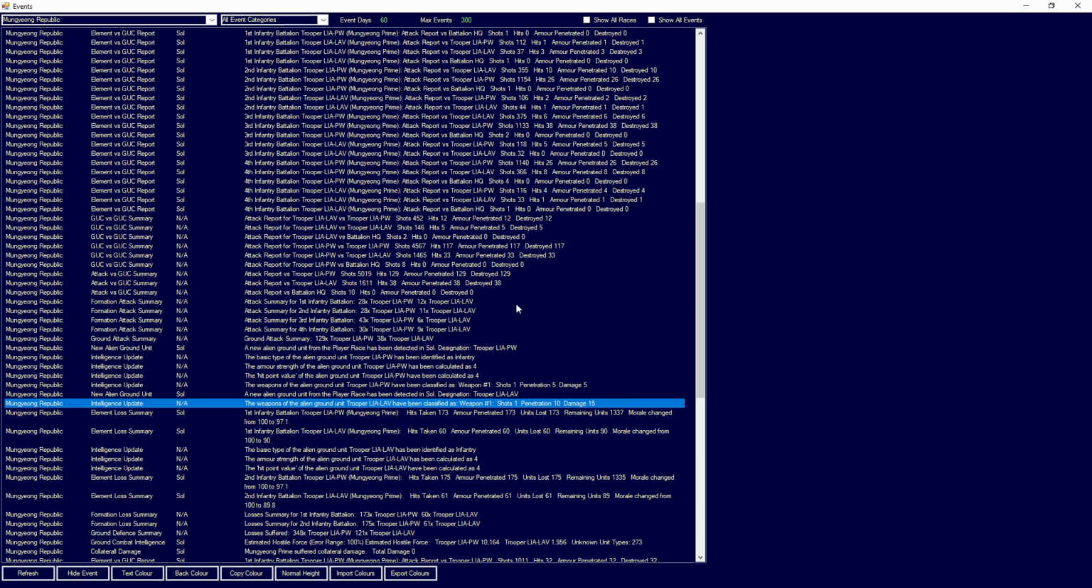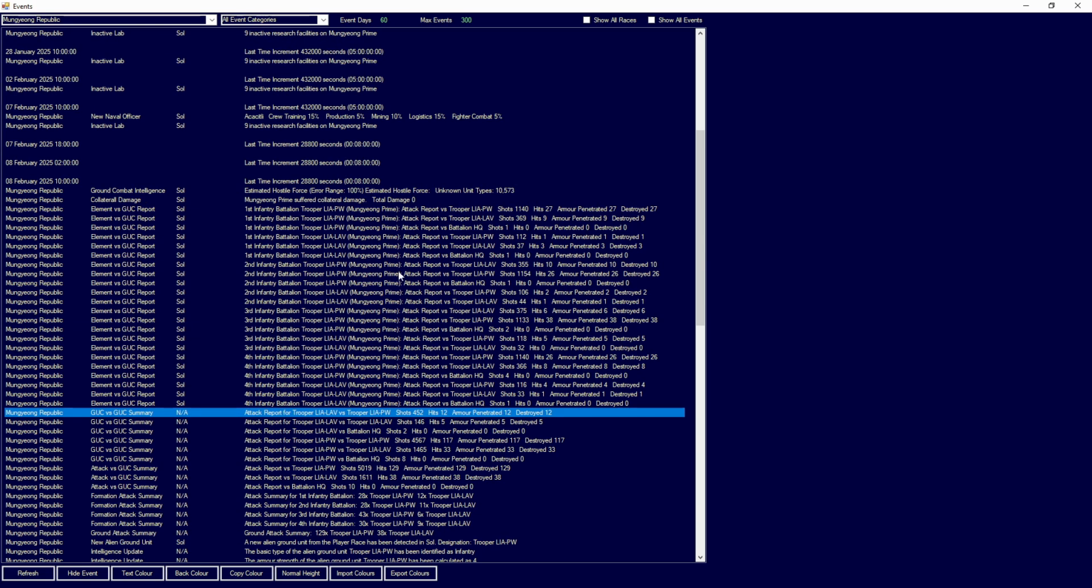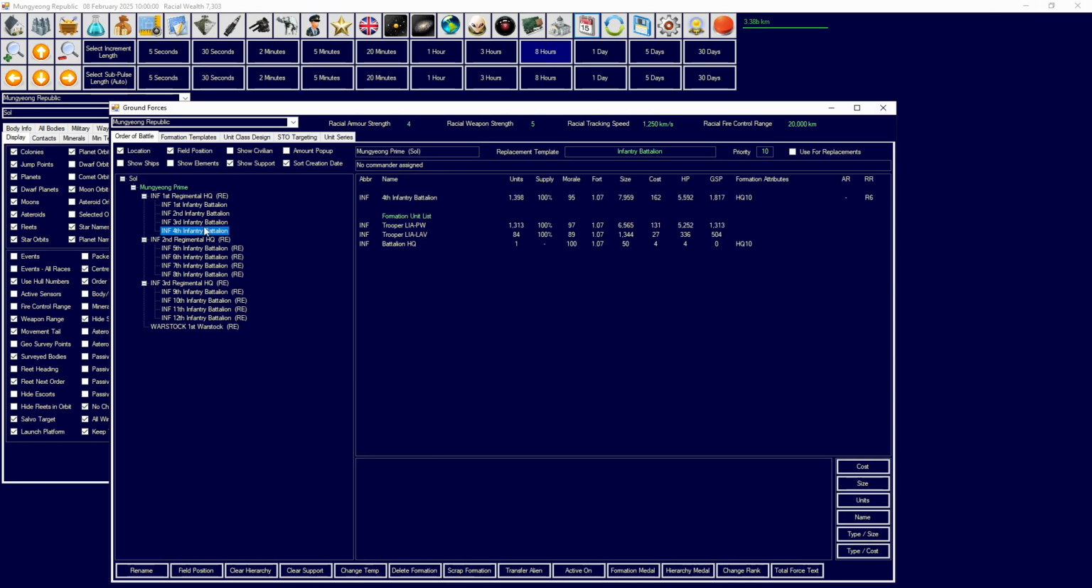Now, something you'll be noticing is how these formations have a very low hit chance. We're looking at 452 hits from these troopers, these light anti-vehicle troopers, versus light anti-personal weapon. We're only getting 12 hits, and we're killing only 12. So, hit chance is going to be modified by a few things, and we'll get to that in a moment. But suffice it to say, because we are fighting on Earth, we are getting a significant decrease in our hit chance.